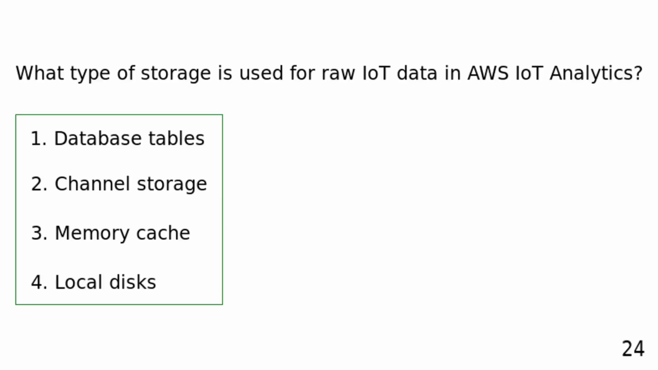What type of storage is used for raw IoT data in AWS IoT Analytics? Database tables, channel storage, memory cache, local disks.